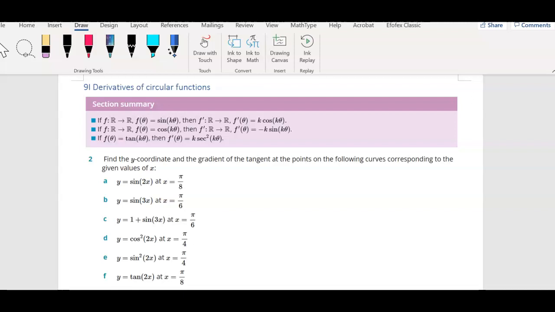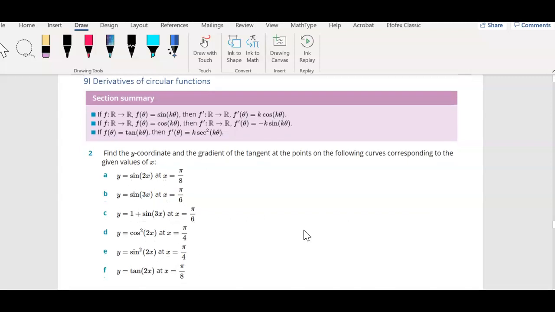But in saying that, you also need to use the derivative of circular functions in the chain rule, the product rule, and the quotient rule. So even though it looks quite simple, you do have to apply it to more challenging questions. So the questions I've chosen, and none of these notes are in your bound book, so you'll need to add them.